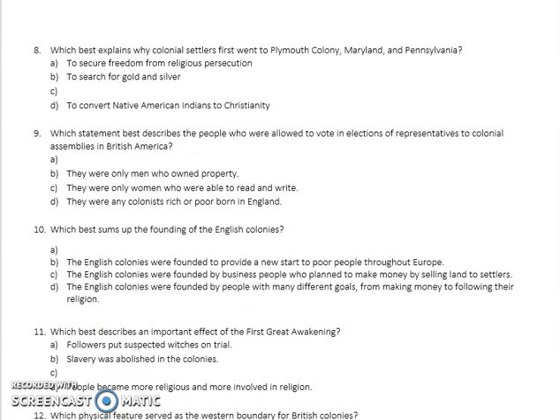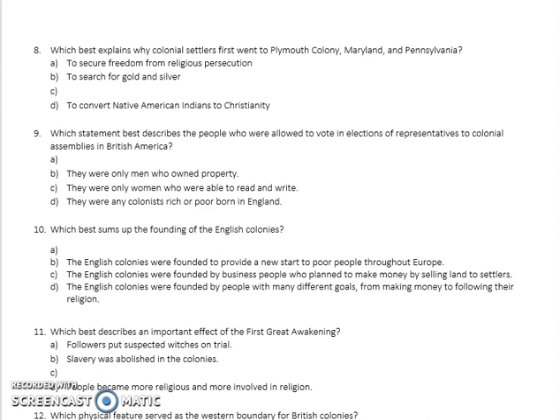Number 8. Which best explains why colonial settlers first went to Plymouth Colony, Maryland, and Pennsylvania? A. To secure freedom from religious persecution. B. To search for gold and silver. D. To convert Native American Indians to Christianity.